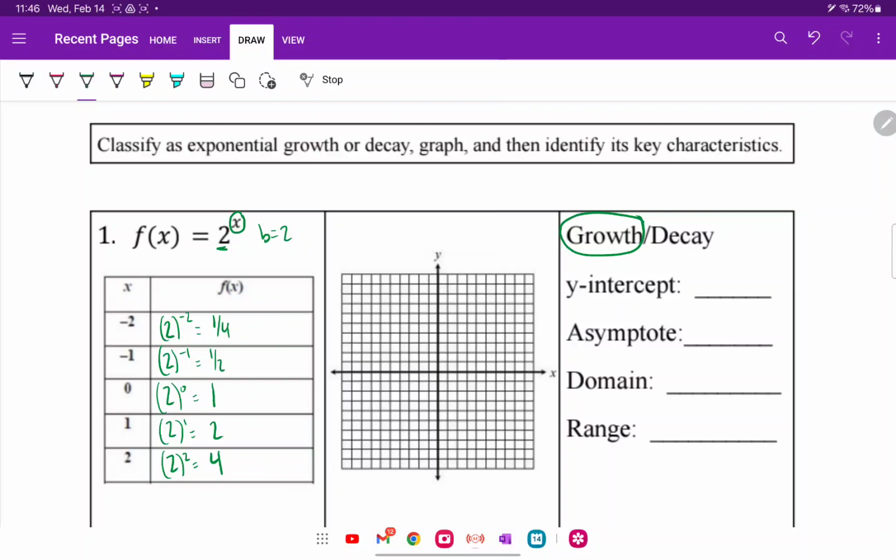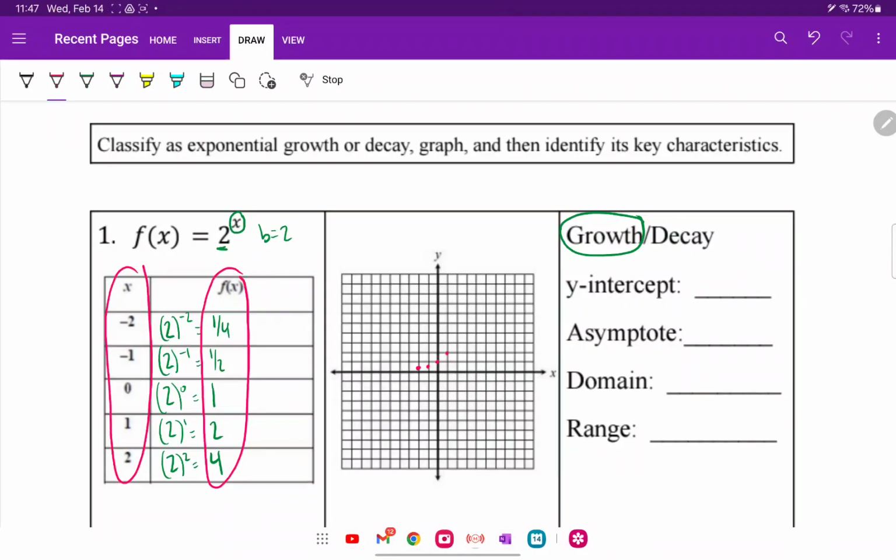And now what we have created is a table. Here are my x values and here are my y values. So the first one is -2, 1/4. So x is -2, 1/4. That's a rough estimate because that's for sure not 1/4, but I'm trying my best on that. -1, 1/2. 0, 1.